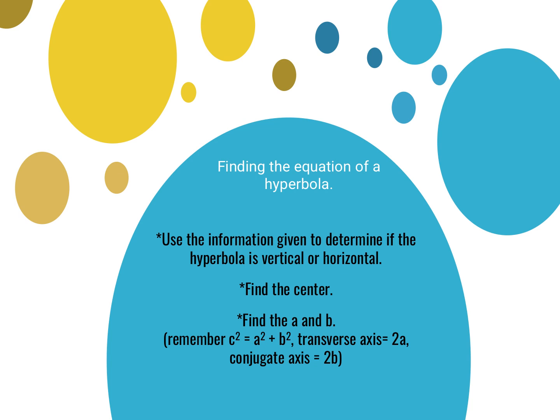And this is a vocabulary term for our book. But again, what it means is the axis that your graph touches. And then the conjugate axis would be 2 times B. So let's go ahead and take a look at our first example.